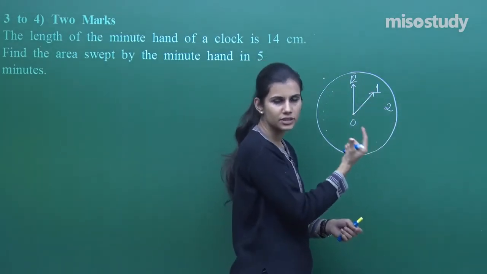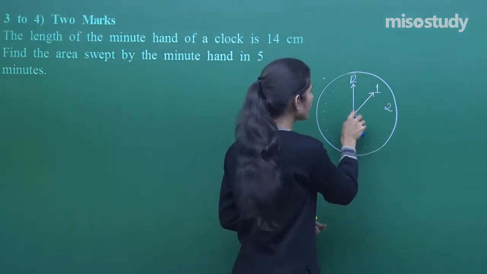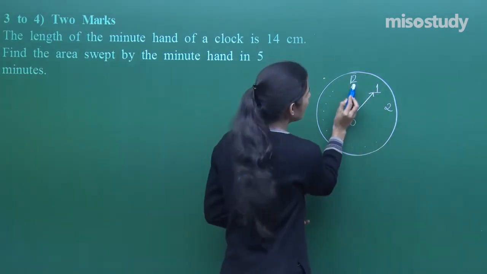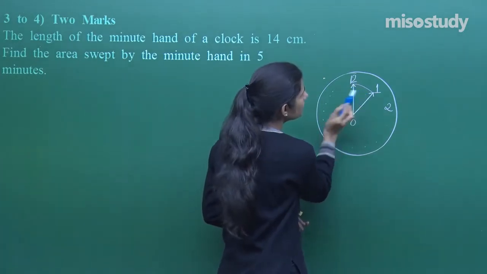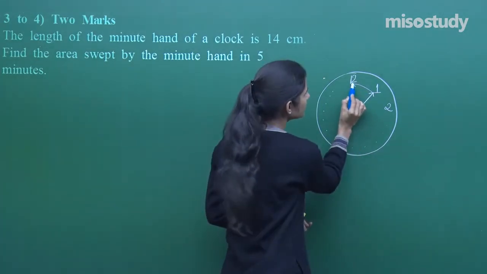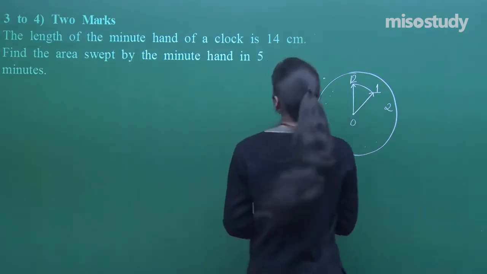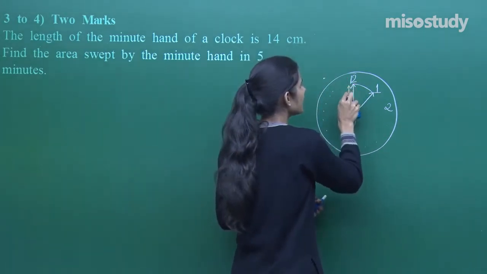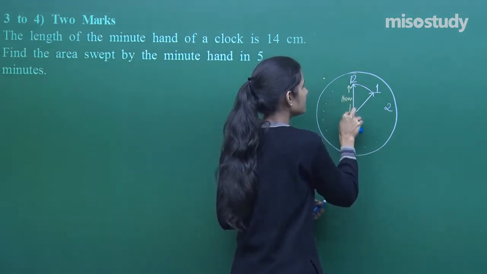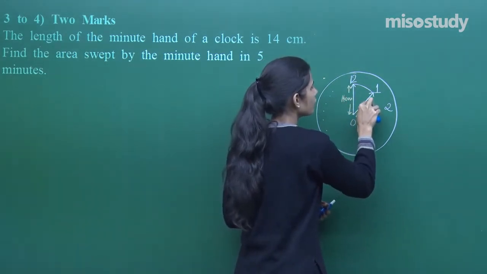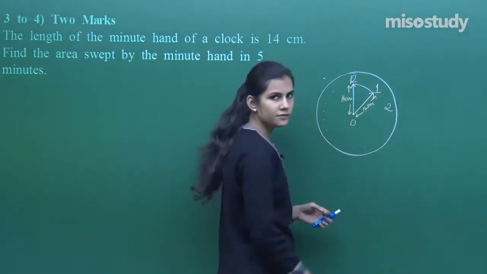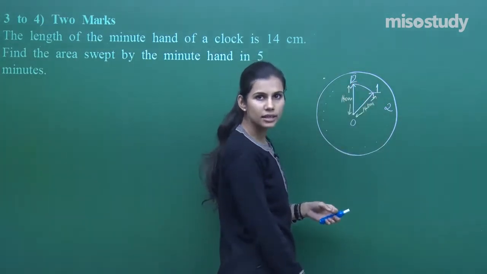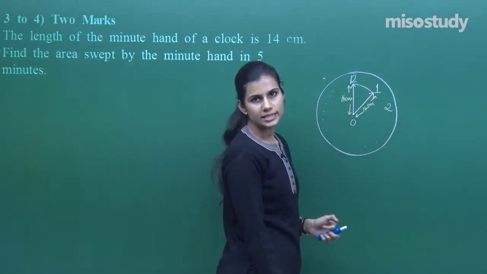Between any two consecutive digits, you know there is a 5 minute gap. So right now my minute hand is here. After 5 minutes it will be here. So how much area would it be sweeping? What is this? It's given that the length of the minute hand is 14 centimeters. So this is 14 centimeters. You can clearly identify that this is nothing but the sector of a circle of radius 14 centimeters.